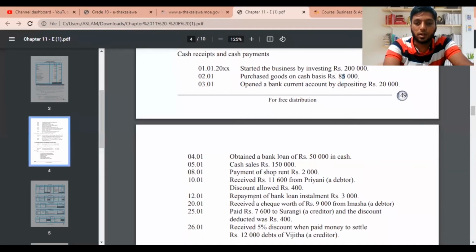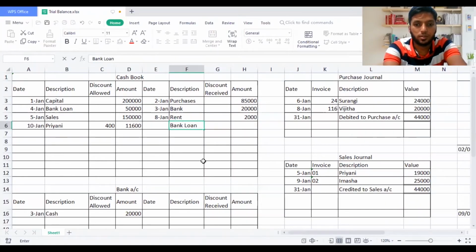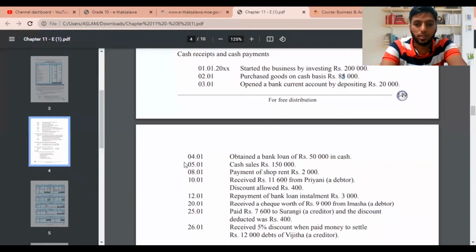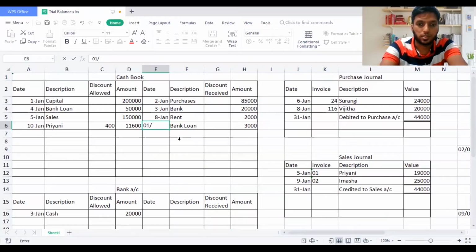It says repayment of bank loan installment 3,000. So you are paying a bank loan amount. I'll write here bank loan, paying 3,000 on the credit side of the cash book, and then I'll write the date of the adjustment. What is the date it is happening? On 12th first. So record here 12th first.